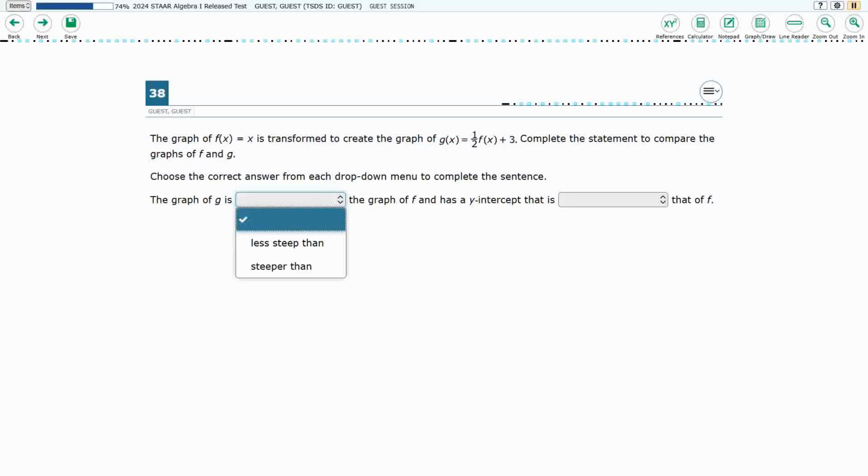So that's what we could do here. We can say the graph of g is less steep because we're multiplying it by 1/2, and the y-intercept is greater than because we have that plus 3. And that's going to get us our full credit here.